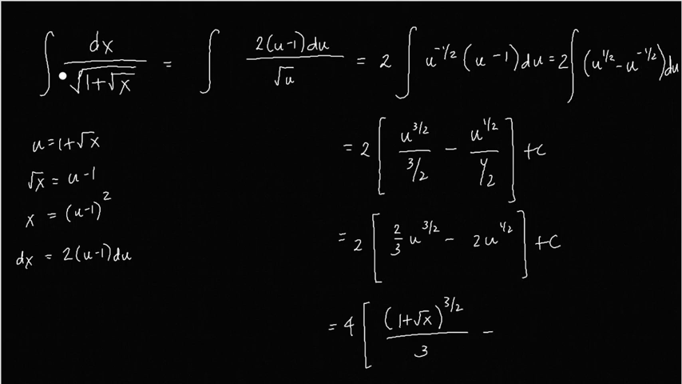Minus 1 plus square root of x raised to 1 half, or simply the square root of 1 plus square root of x plus c. Okay, so this will be the answer for this problem. You can actually factor out also u raised to 1 half, but for simplicity ng sagot, we will use this format. Okay, so let's proceed to our next problem.